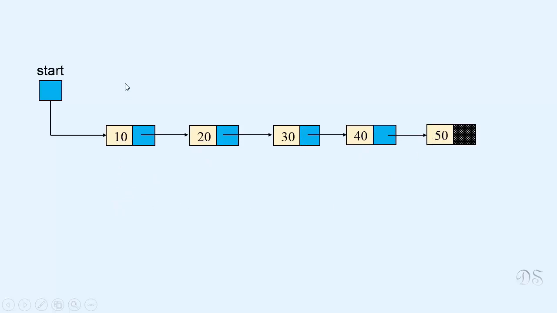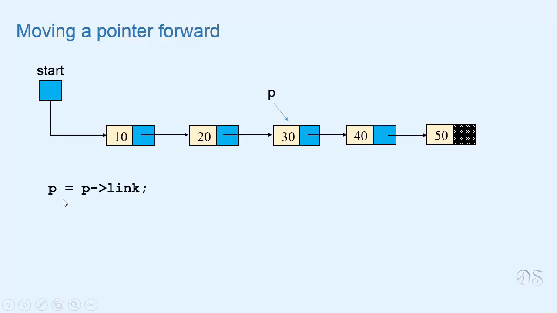Before studying traversal, let us first see how we can move a pointer forward in a linked list. Suppose we have a pointer P that points to this node. Now this is P link. It points to this node. Now if we assign P link to P, P will start pointing to this node. So writing this statement, P equal to P link, makes P point to the next node of the list. Or we can say that P has moved one node forward in the list. This is the statement that we'll repeatedly use to traverse our list.